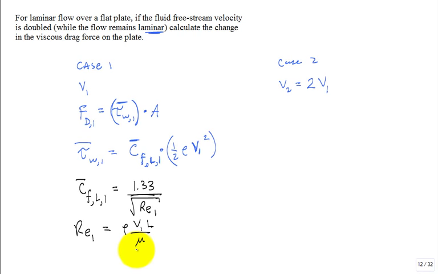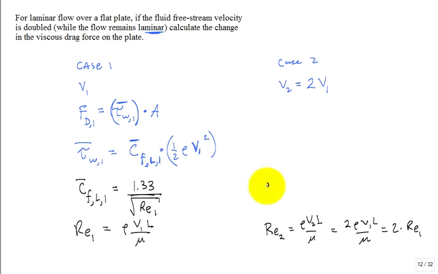Now, let's take a look over here. If I said, what is the Reynolds number for this second case? Well, it's going to be rho V2 L over mu. The L's the same, the rho's the same, the mu's the same. It's the V that's changed. So that's equal to 2 times V1 rho L over mu, which is 2 times the Reynolds number for the first case. True? Okay, good.